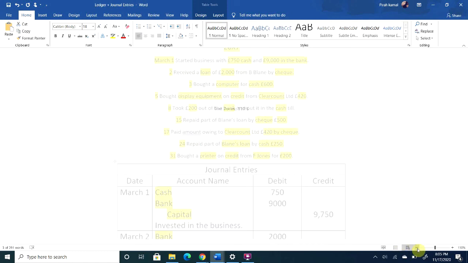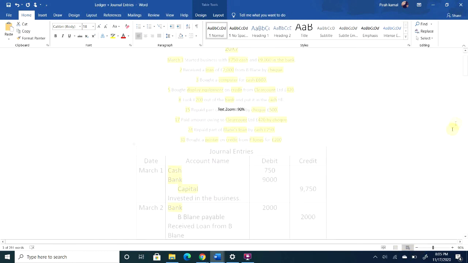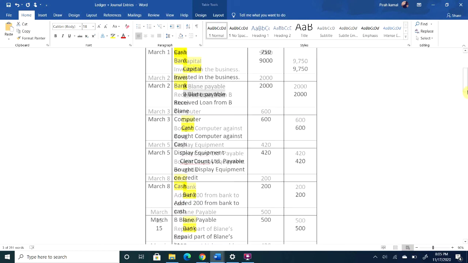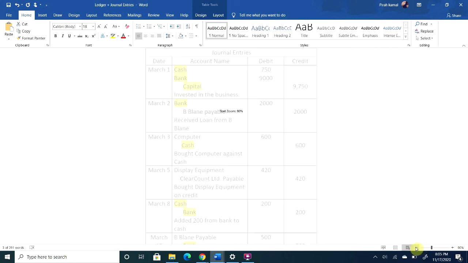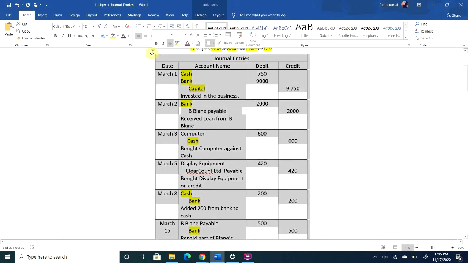That's perfectly fine. Now you can take a screenshot of these journal entries and try making other ledger accounts by yourself.